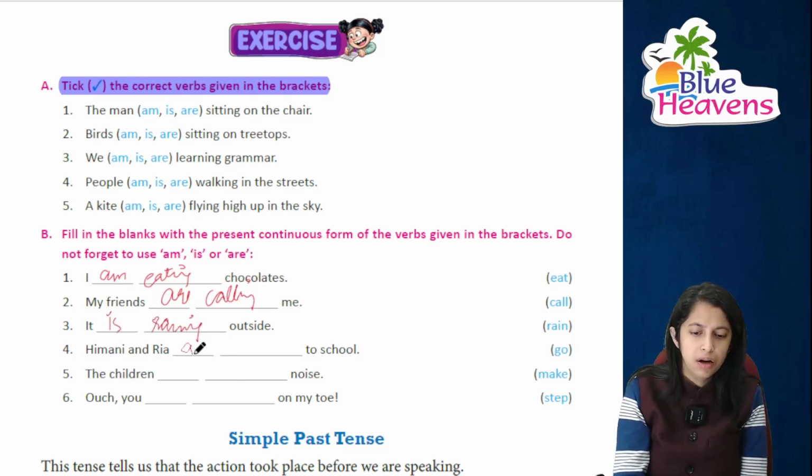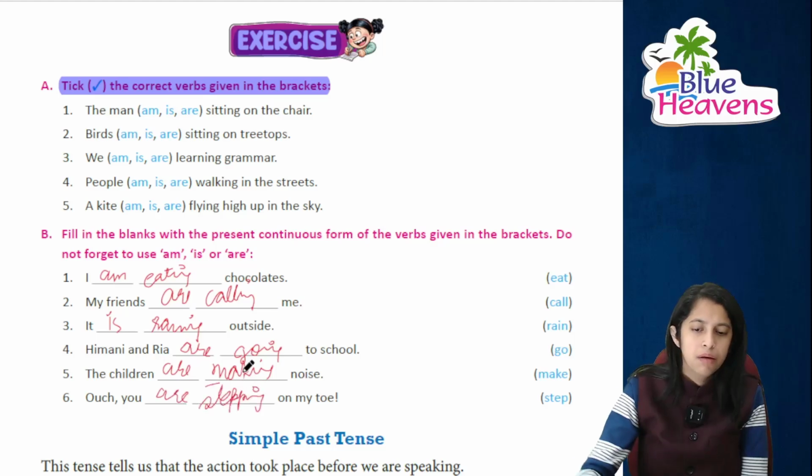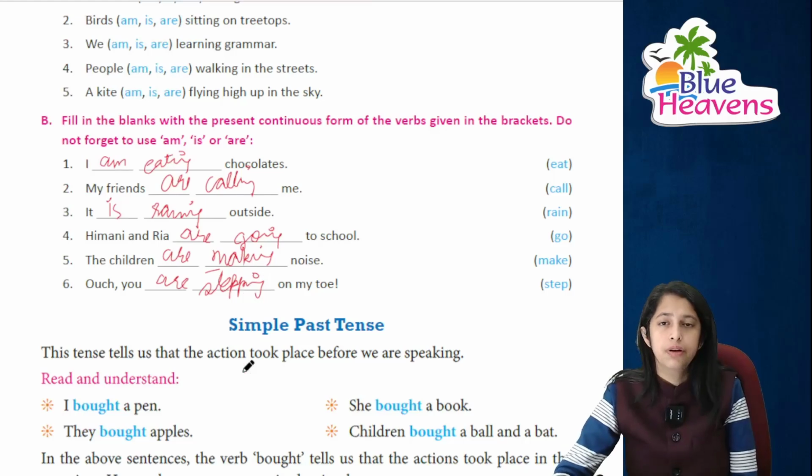Himani and Riya they are going, दो जने हैं इसलिए we are using are. The children they are making noise, children के साथ s नहीं आएगा because children already एक plural है. Ouch, you dash on my toe, you stepped, you are stepping, because it is continuous, so we have to keep in mind कि हमको ing लगाना है, right?